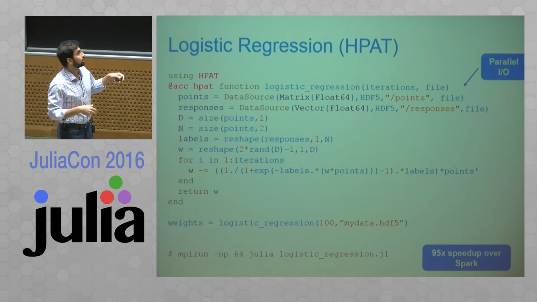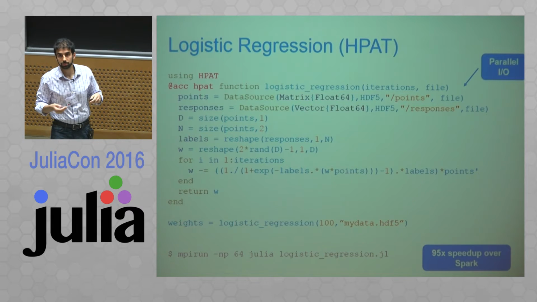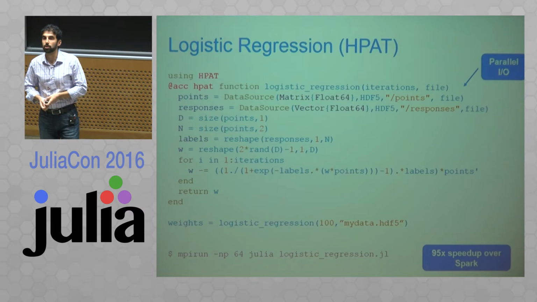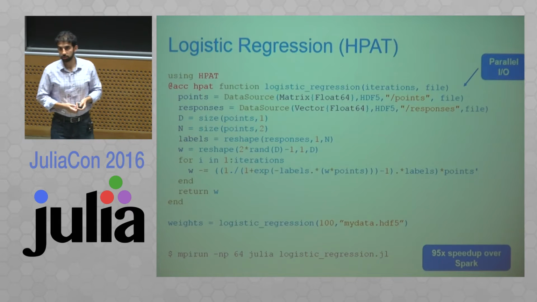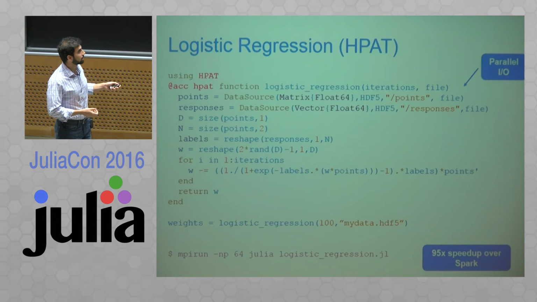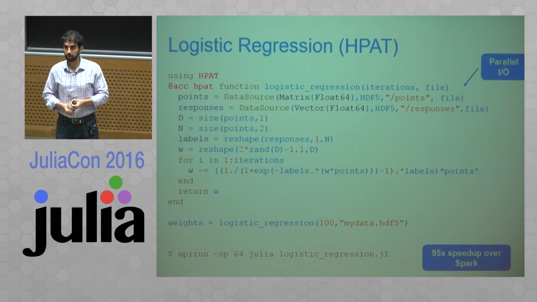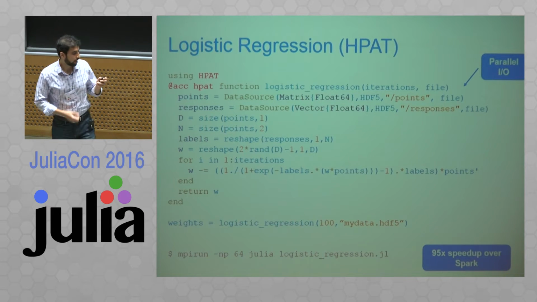This is the only change compared to the previous code. In the previous code, the data could come from anywhere. It could be just an argument to the function. But here, you have to specify the data. And then you just launch Julia with mpirun, or whatever your cluster or cloud infrastructure provides. So you just launch it, in this case, on 64 nodes. And for this example I'm going to show you, it's going to give you 95 times speedup over Spark. So it's huge.